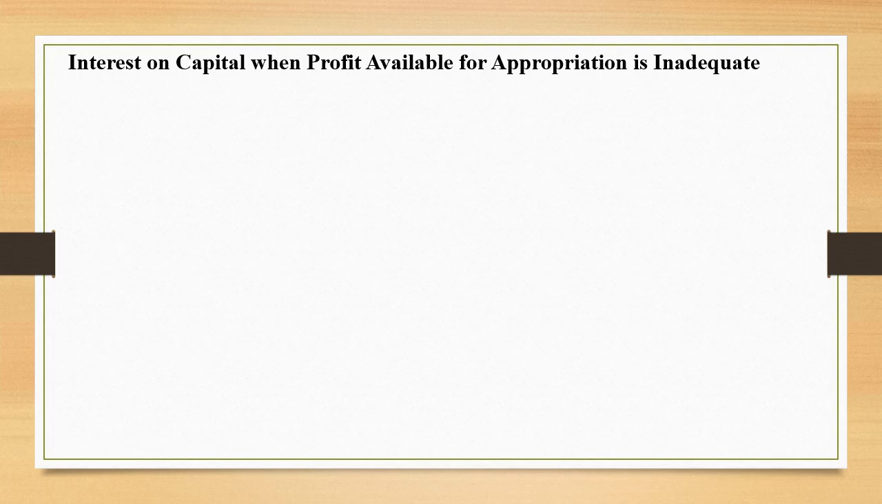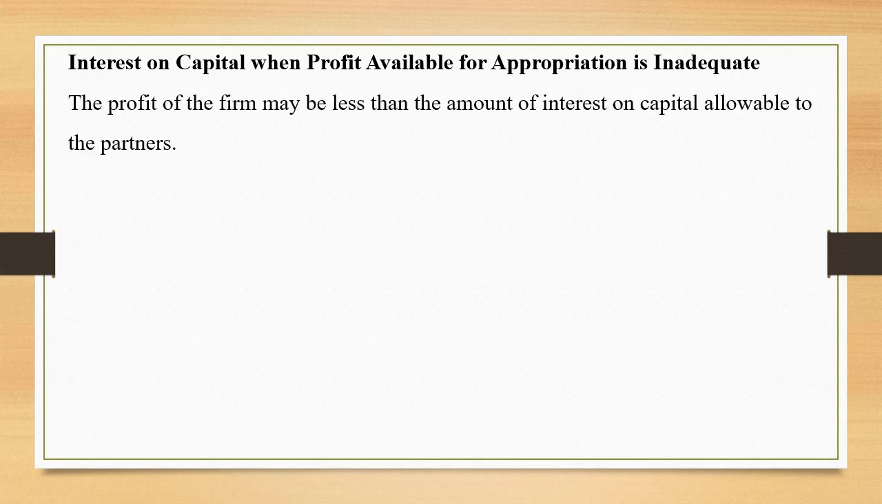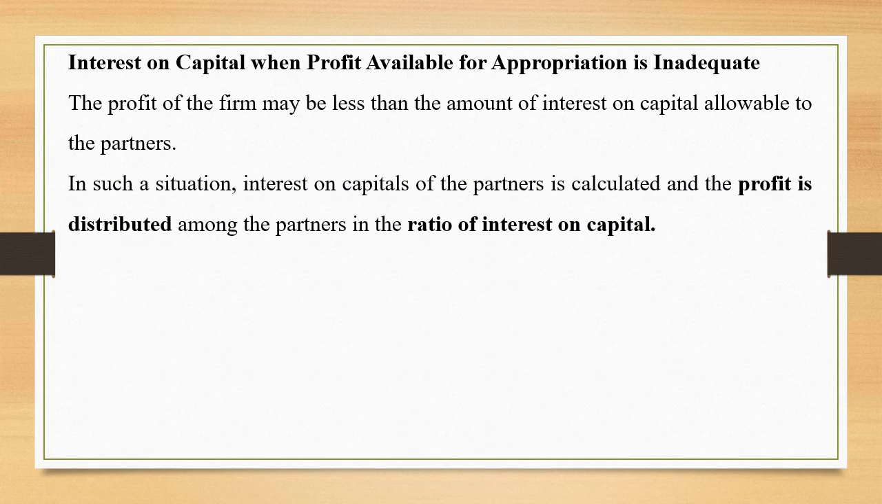Interest on capital when profit available for appropriation is inadequate. A very important point. The profit of the firm may be less than the amount of interest on capital allowable to the partners. In such a situation, interest on capital of the partners is calculated and the profit is distributed among the partners in the ratio of interest on capital.